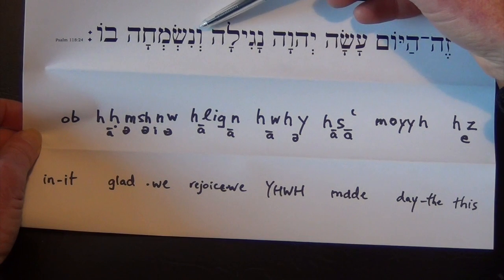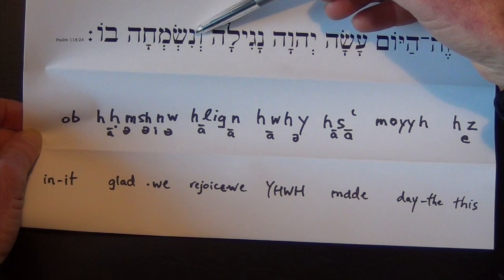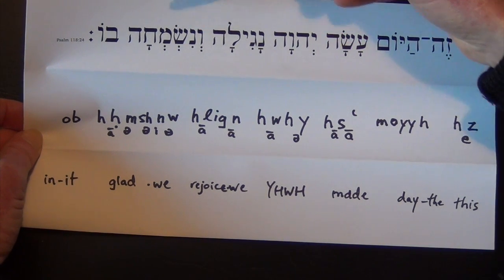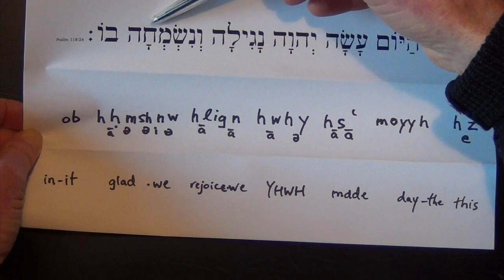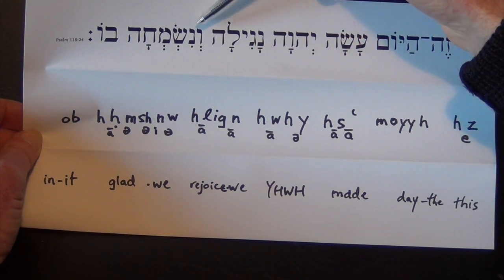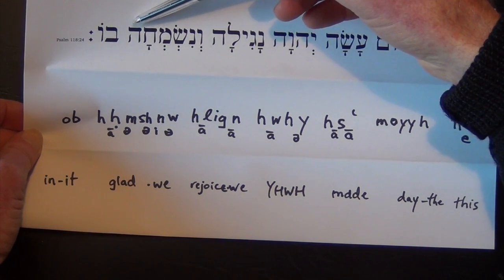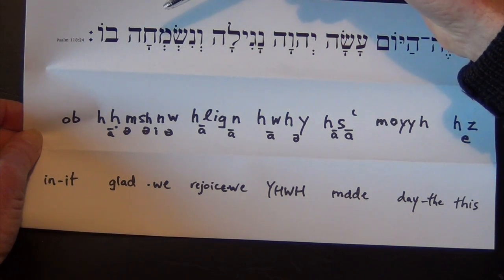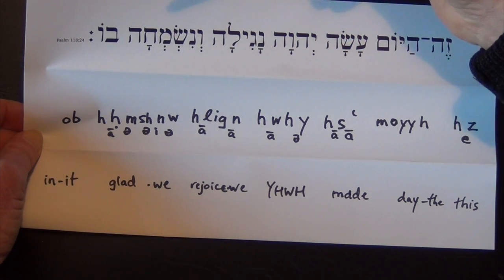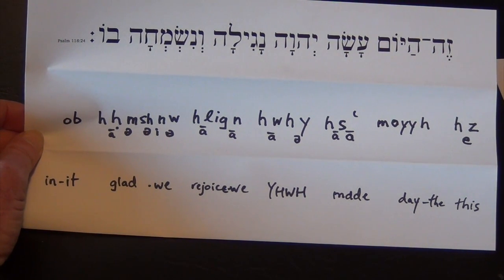And here's the word meaning and, and here's the same in meaning we will be glad. And here's the root for glad. Samach is the root for glad. And again, it's got the N at the front of it, indicating first person plural, imperfect. We will rejoice, and the ah on the end of it makes it into more like let us rejoice. And bo means in it.